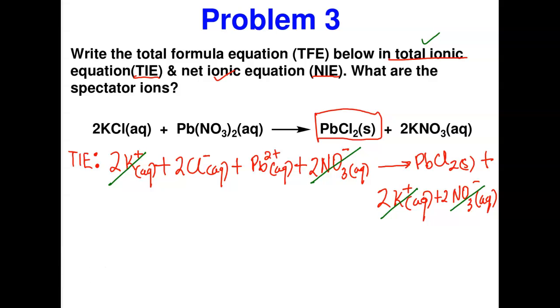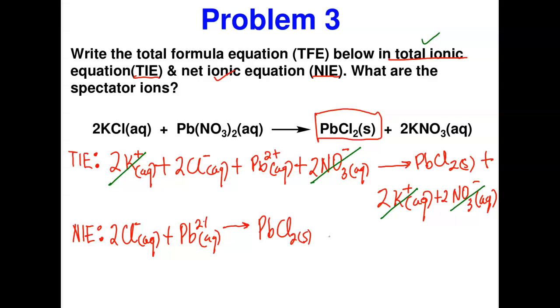These ones that we cancelled are actually what we call the spectator ions. So to write the net ionic equation, the net ionic equation will be written without these spectator ions, without the ones that we cancelled. If you take away the one we cancelled, what is remaining? We are left with 2 chloride ion aqueous plus lead 2 plus aqueous will give us PbCl2 solid.